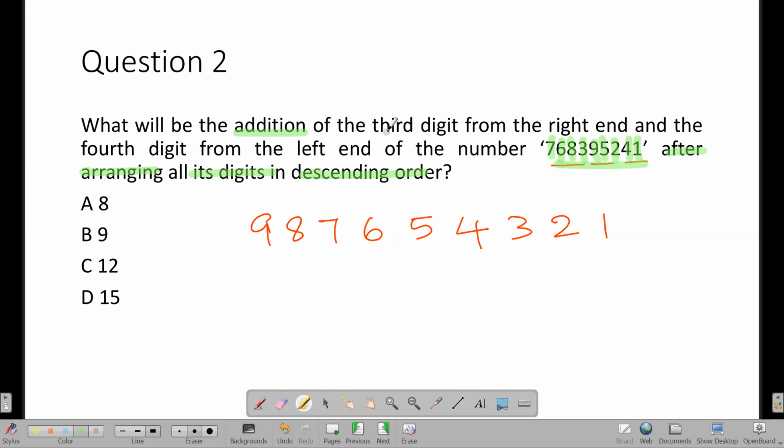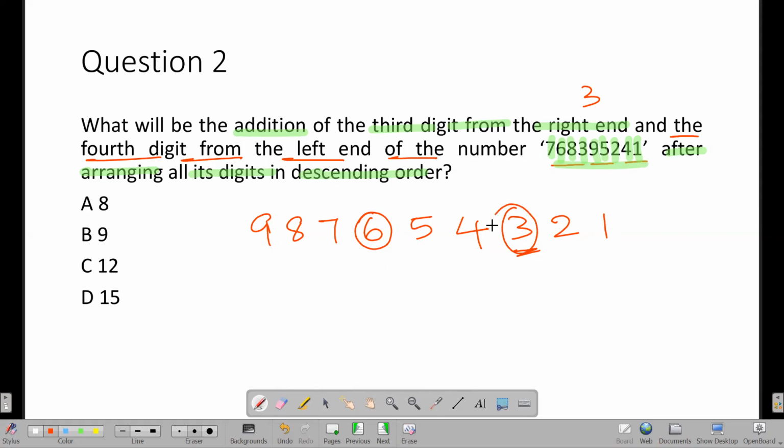Now, let us locate the third digit from the right end. The right end is 1, that is the first digit, second digit, third digit. The third digit from the right end is equal to 3. Now, you have to locate the fourth digit from the left end of this rearranged number. The first digit from the left end is 9, second digit, third digit, fourth digit. So the fourth digit from the left end after this rearrangement is 6.